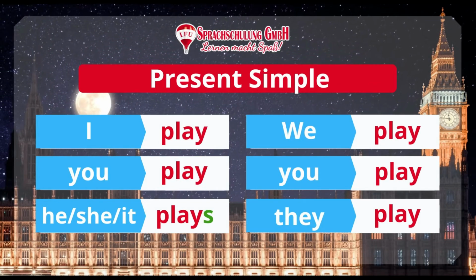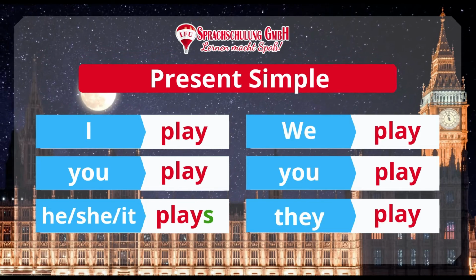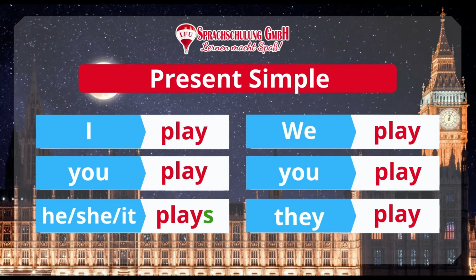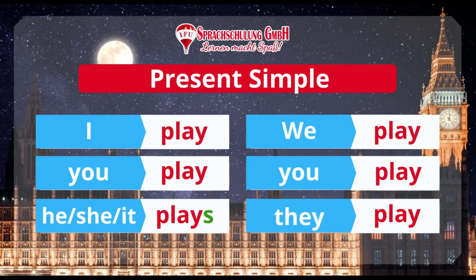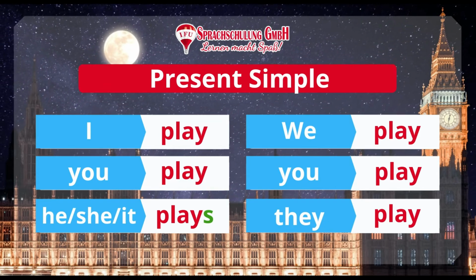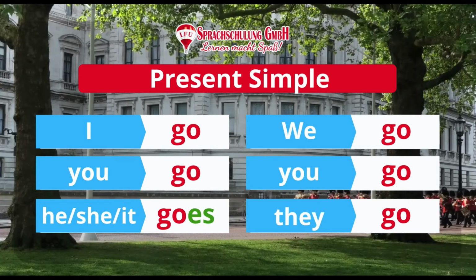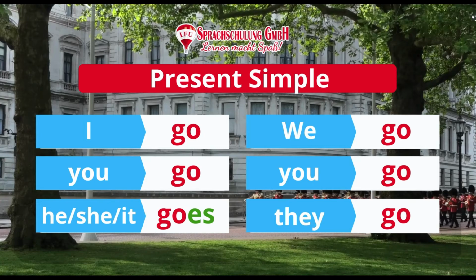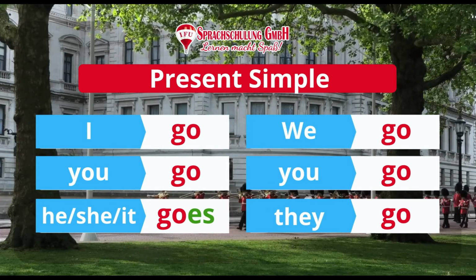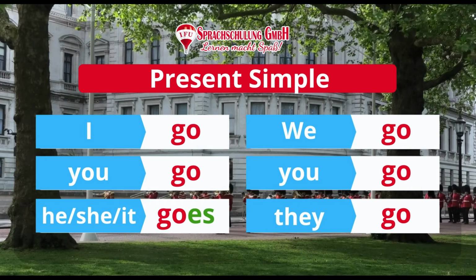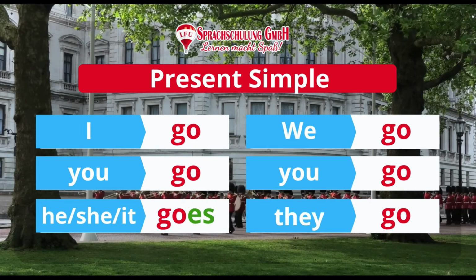Present simple. I play. You play. He plays. She plays. It plays. We play. You play. They play. Present simple. I go. You go. He goes. She goes. It goes. We go. You go. They go.